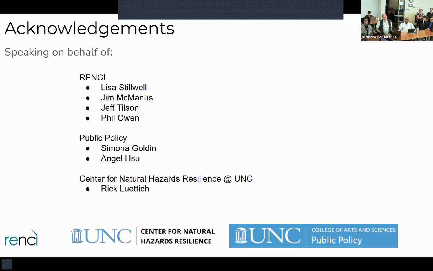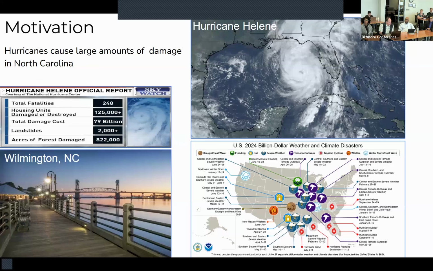And I want to acknowledge a lot of other people that work on this project or concept, both at RENCI, the EDS group, public policy, and certainly the Center for Natural Hazards Resilience, which, if you're not in the know, and I wasn't until yesterday, is the overarching UNC center that housed the Coastal Resilience Center. Rick Luettich was the PI of that, and he's the director of that center. We had our first inaugural meeting yesterday after 15 years of existence, but that's beside the point.